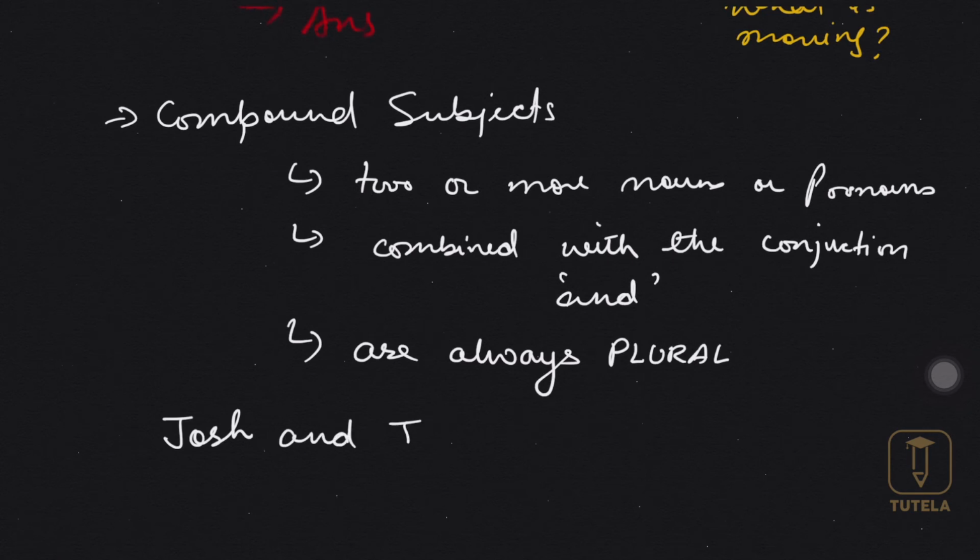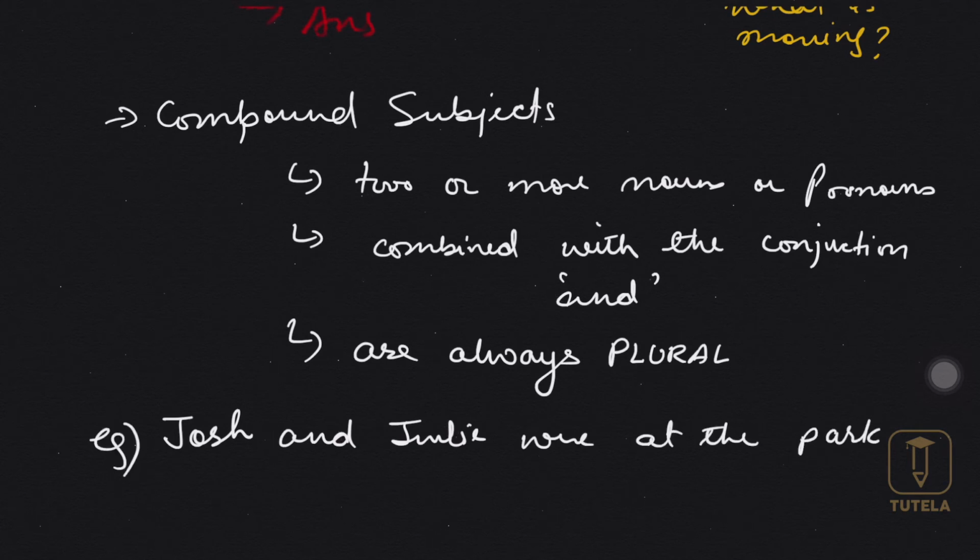Josh and Julie were at the park. In this sentence, Josh and Julie is the subject, which is plural. Notice the use of the verb were, which is also a plural verb. Always remember that whenever two or more nouns or pronouns are joined with and, that is a compound subject, and compound subjects are always plural.